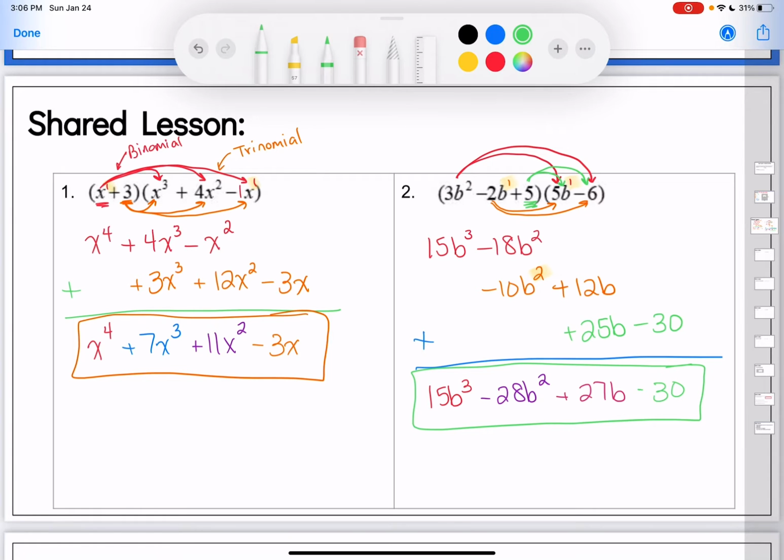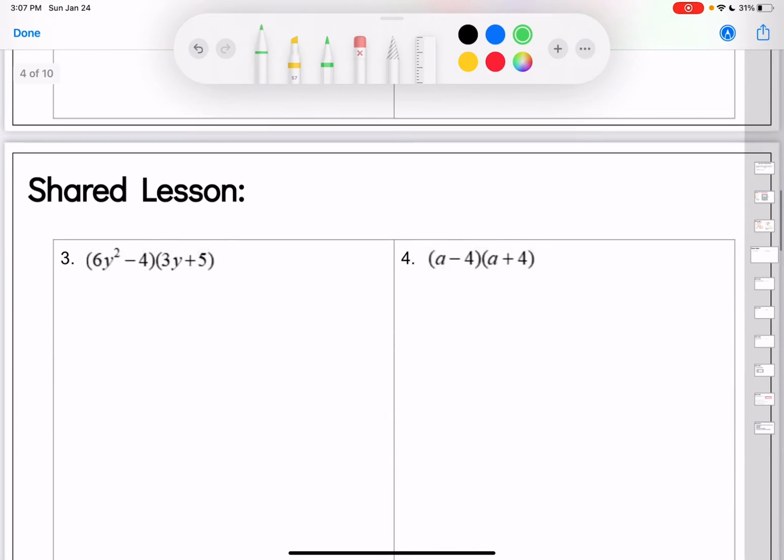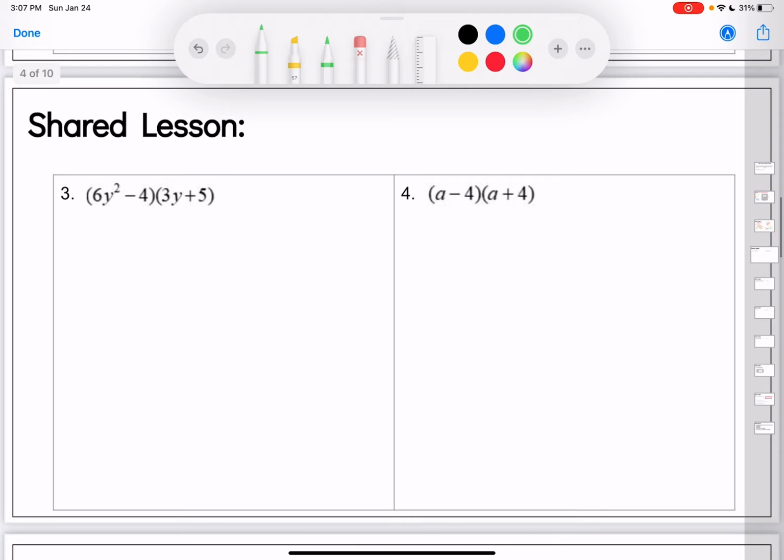Do you see how lining up those like terms really helps as you go? Again, you don't have to. You can write them all down in a chain and just find your like terms. That would be fine as well. Big idea here, take every term in your first parentheses and multiply it to every term in your second parentheses. Distribute, distribute, distribute.